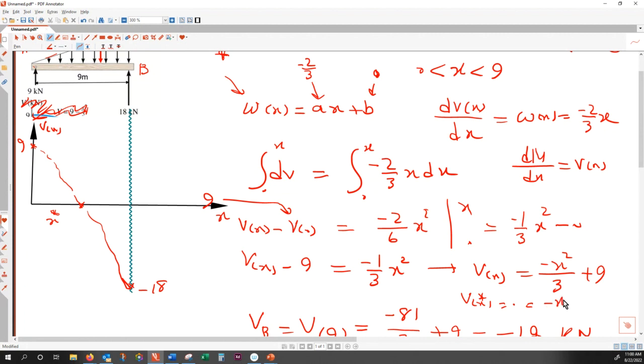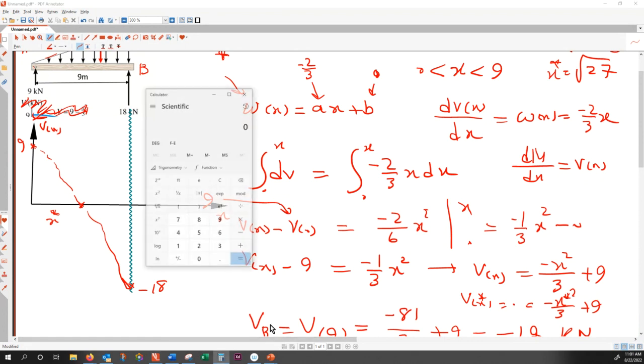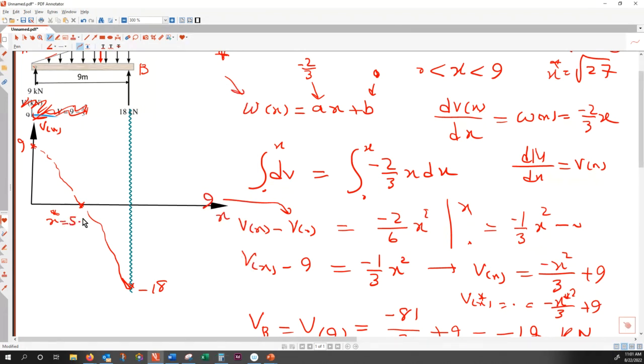It's equal to minus x star squared divided by 3 plus 9. So if I take 9 to the other side, x squared is 27, and then x star is root of 27. So let's find out the value. 5.2. So this is 5.2 meters. All right. So I know that this is the point where shear force becomes 0.